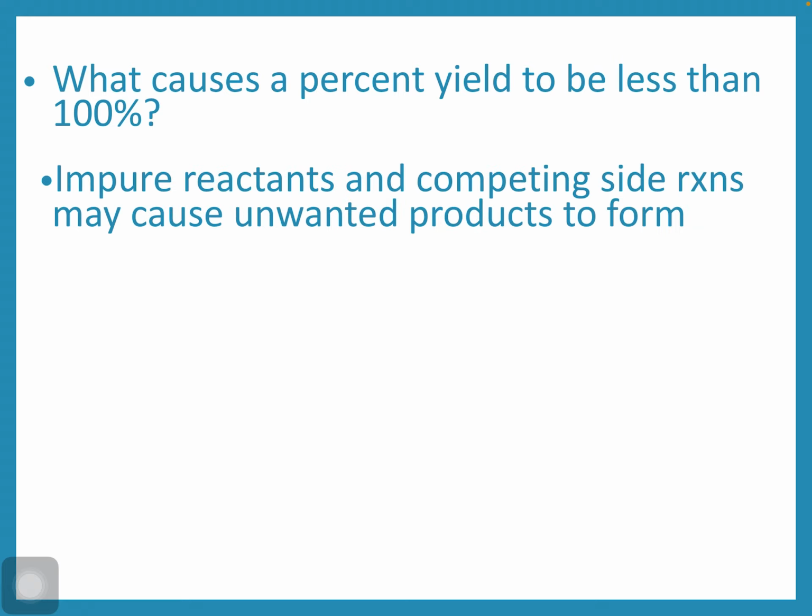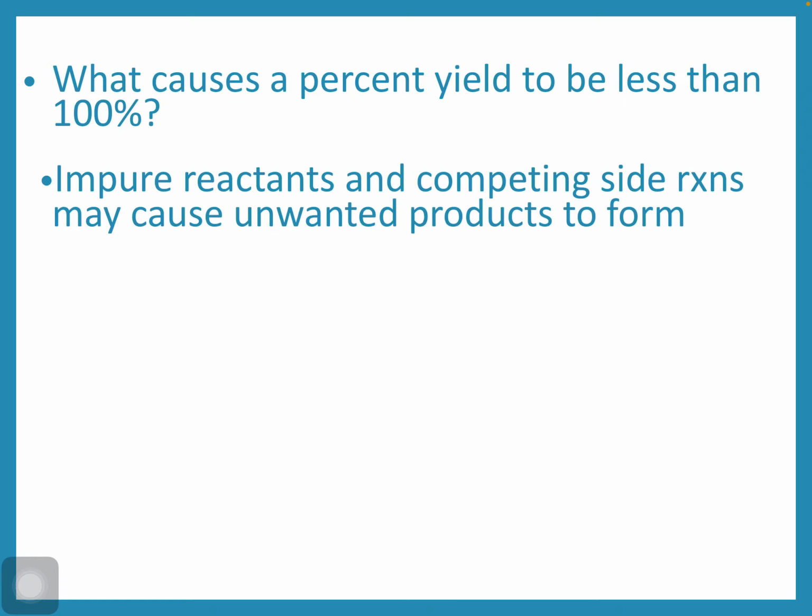If we have impure reactants, that means that we have some additional compounds or elements that are a part of our reactants, which means that there may be other side reactions going on. So some of our reactants are going to be creating different products than what is actually in the chemical equation that we write. So we'll have some unwanted products, and that means that not everything is becoming the products that we have written in the chemical equation.